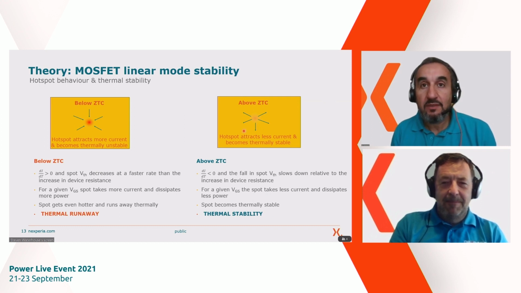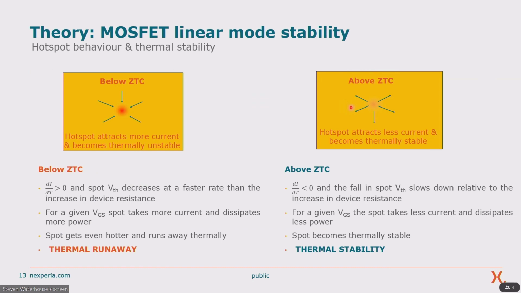Now, the opposite effect occurs above the ZTC point, where, because of entering into the RDS-on, the VGS threshold increases and slows down the flow of the current, which gives it stability, and therefore the hot spot is not as bad as below the ZTC point.